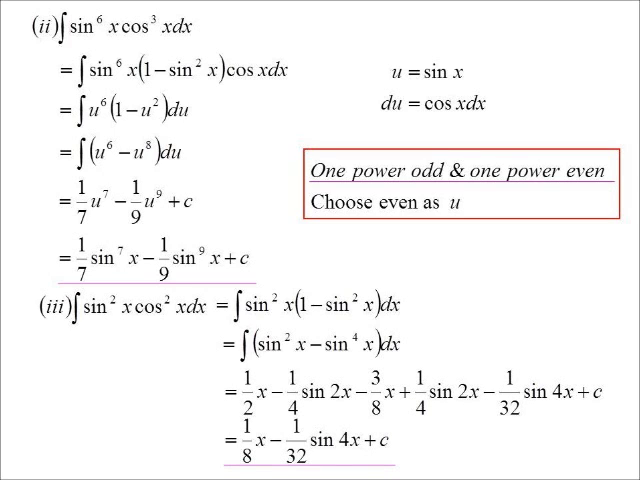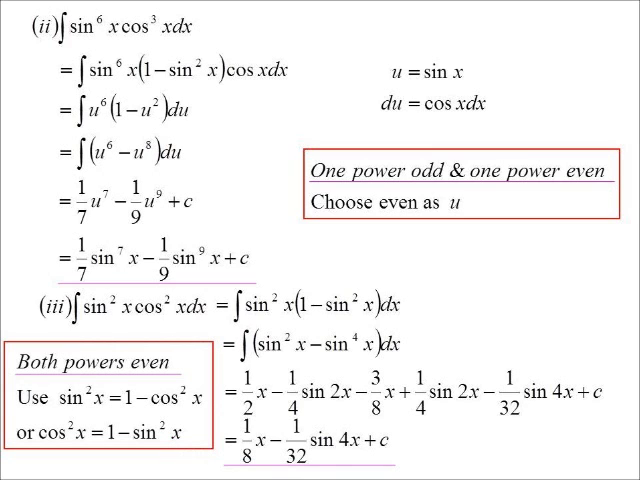There's another way I could approach that. What's another way I could do that? Because those powers were the same, I could make that sine x cos x all squared, and then change the sine x cos x to be a half of sine 2x. So I could have done it that way as well. And there's my final answer. If those powers are the same, that gives me another way.